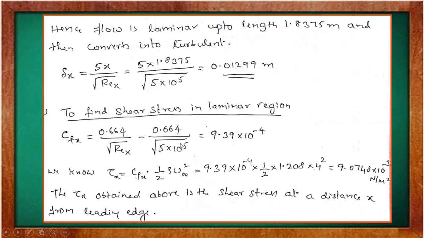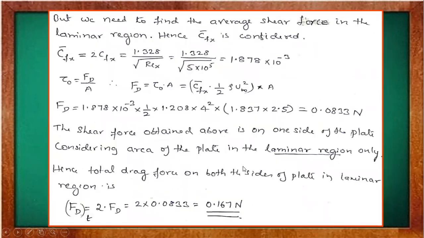So we take the Reynolds number as 5 into 10 power of 5, not at the end of the plate. We should not consider that Reynolds number, because we are considering only the shear stress in the laminar region. If you substitute, you will get this CFX value. Once you get the CFX value, the shear stress is obtained by CFX into half rho u infinity square. You know the CFX, you know the density, and you know the velocity, so you will obtain this tau. This tau is the shear stress at a distance x from the leading edge.